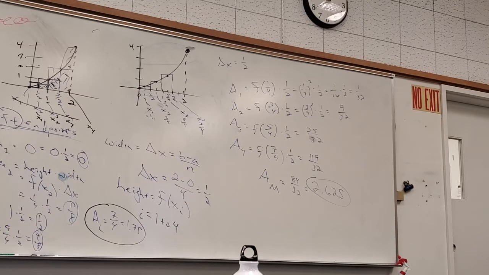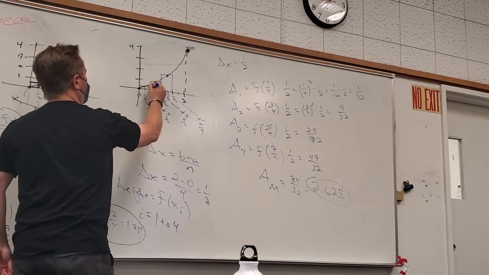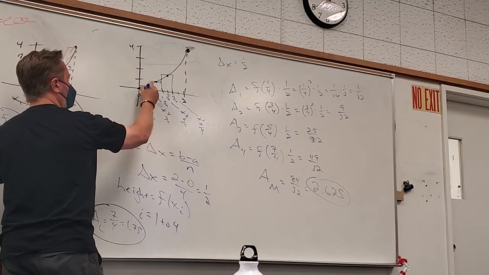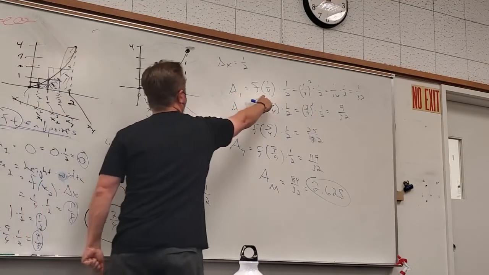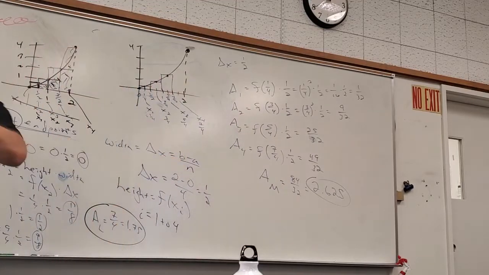So is the height just an estimate? No. Every single time I got a height, didn't I get it from plugging that endpoint into the function? So to do this first rectangle, I use the midpoint, which is 1/4. How tall is it? F of 1/4. No estimate. You just plug it into whatever the function is they gave you.